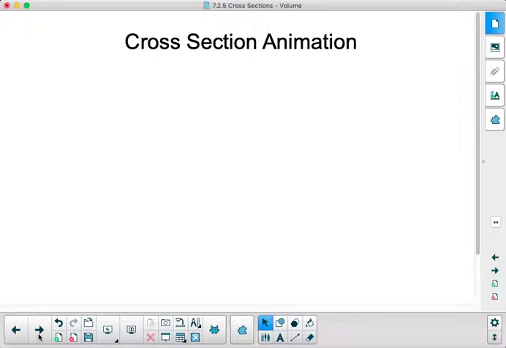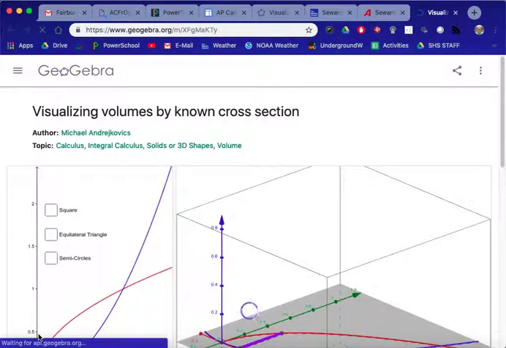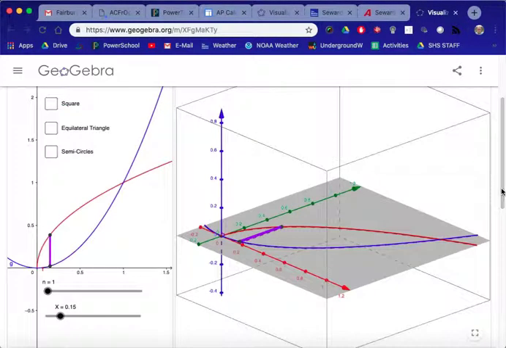So I'm going to take you here and take a look at this. Here's a visualization, and I found this online, and this is actually the best tool that I could find. It's a little GeoGebra deal. And here's kind of the idea. You can actually pick what kind of cross-section you want. There's 3 in this program to choose from. But let's say I wanted to choose semicircles.